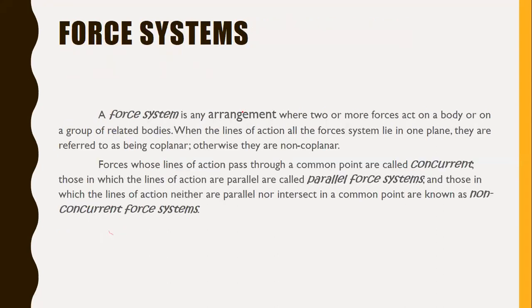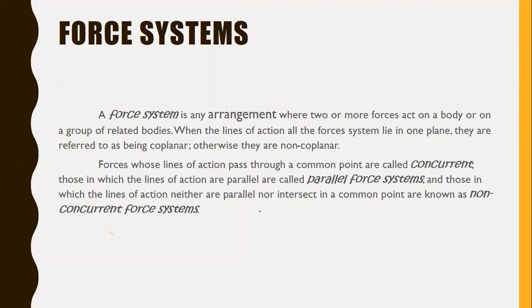Then we have the force system. A force system is any arrangement where two or more forces act on a body or on a group of related bodies. When the lines of action of all the forces in the system lie in one plane, they are referred to as being coplanar. Otherwise, they are non-coplanar. Forces whose lines of action pass through a common point are called concurrent. Those in which the lines of action are parallel are called parallel force systems.